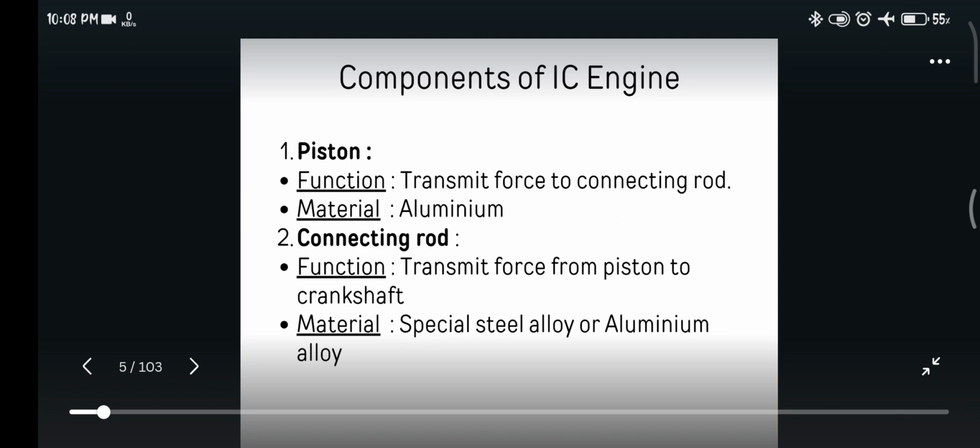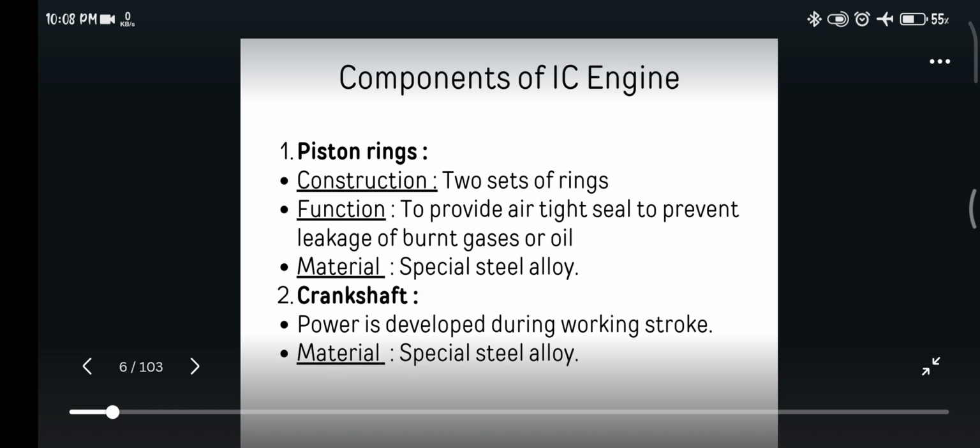Third, piston. Function of piston: transmit force to connecting rod. Material of piston is aluminum. Fourth, connecting rod. Function: transmit force from piston to crankshaft. Material of connecting rod is special steel alloy and aluminum alloy.